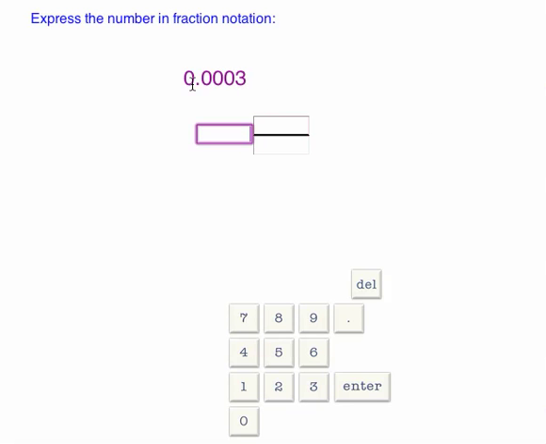Okay, so there's no whole number, right? So don't put 0 here in the whole number, just leave it blank. Okay, we're not going to express a whole number. And then we ignore any zeros that come before the first digit, right? So ignore all the zeros, and we have 3. Okay, so that's our numerator, and our denominator is going to be what the last decimal place is. Okay, so that's 10,000ths. Tenths, hundredths, thousandths, 10,000ths. So the denominator is going to be 10,000ths.